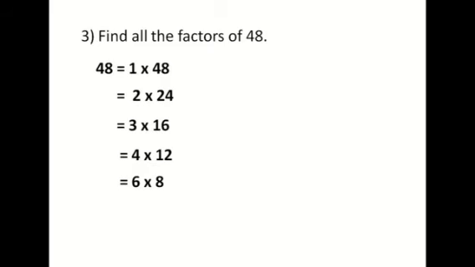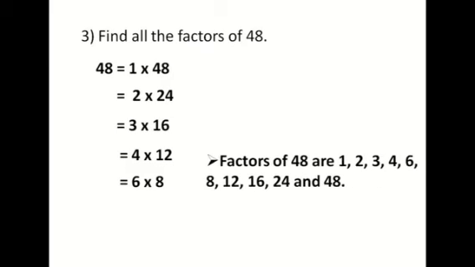So what are the factors you got here? So it is 1, 2, 3, 4, 6, 8, 12, 16, 24 and 48. Okay. So please write down the answer. So factors of 48 are 1, 2, 3, 4, 6, then 8, 12, 16, 24 and 48.